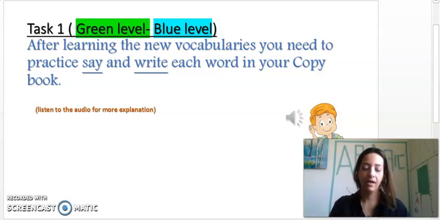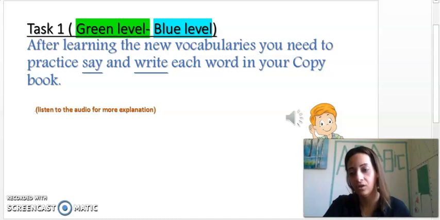After learning the new vocabulary, you need to practice say and write each word in your copybook. My advice to you, when you practice writing the word, try to focus on, I'm writing the word and I say it at the same time. So I'm writing the word غرفة, I say it, غرفة. Say it and write it. This will really help you to be better in reading as well. Okay, so that was this task.